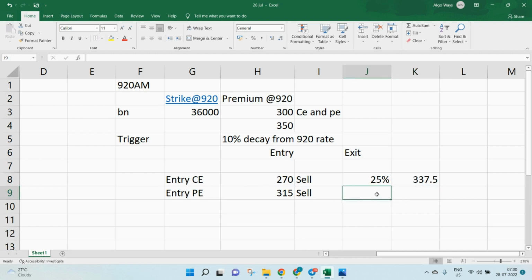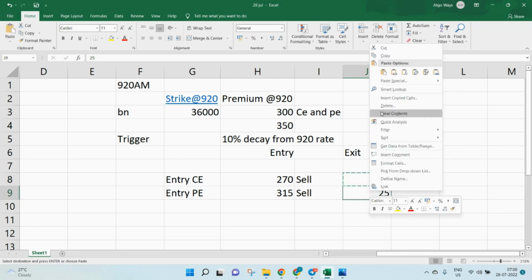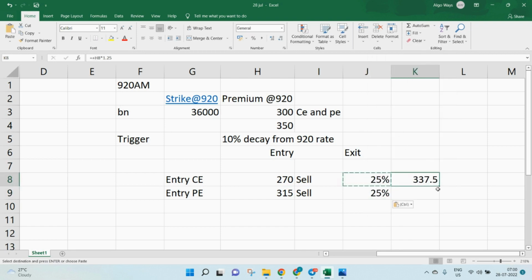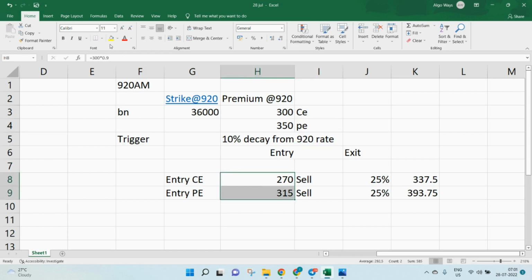and in this case our stop loss will be, so this will be our entry 270. I am taking the example of these premiums. This is CE and this is for PE. So these are our entry levels and these will be our stop losses.